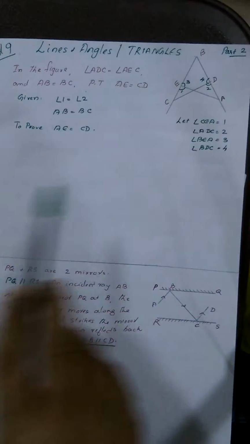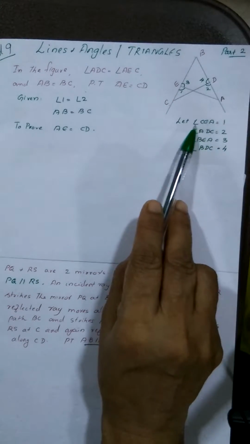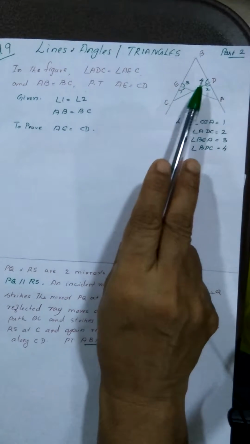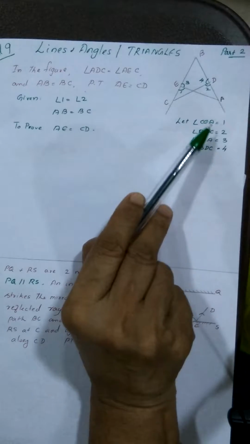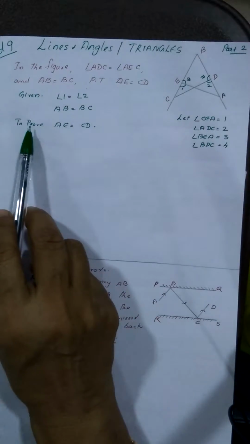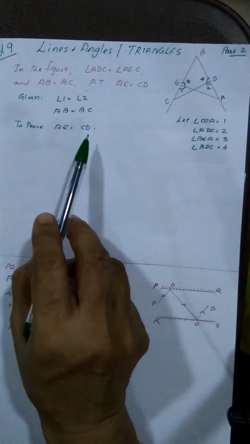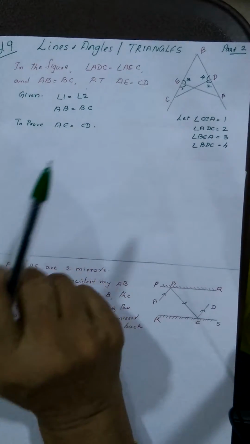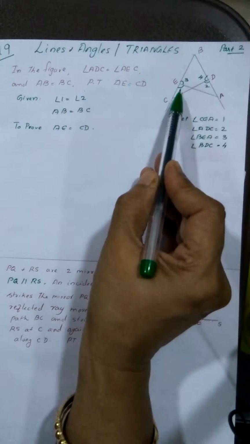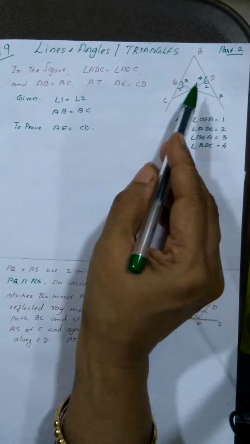CD. So we will take the angles as angle CEA as 1, this as 2, this as 3, and this as 4. So when you write in the exam, you have to give the names like this. Now we have to prove AE is equal to CD. So angle 1 is equal to 2.